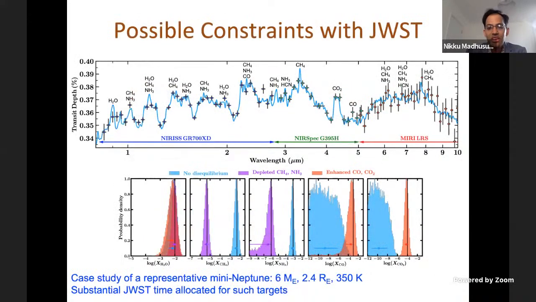And this sort of thing is very easy to study with JWST. So you can see the constraints. This is for a typical sub-Neptune spectrum, and we can see that you can get constraints of 0.1 dex precision on all these compounds, so you can easily detect chemical disequilibrium in these atmospheres.